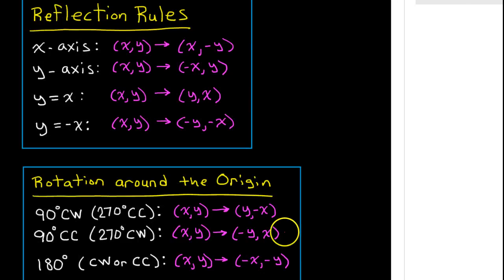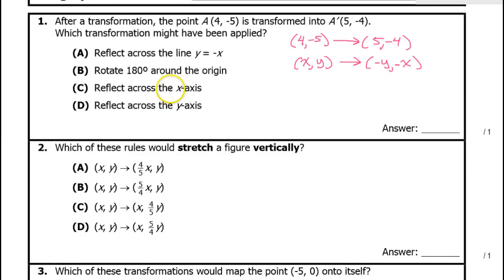So if you've memorized the rules, you can think back and ask yourself which one of these transformations takes you from (x, y) to (-y, -x). And you will recall that that's what happens when you do a reflection over the line y equals -x. So that's why the answer is A.